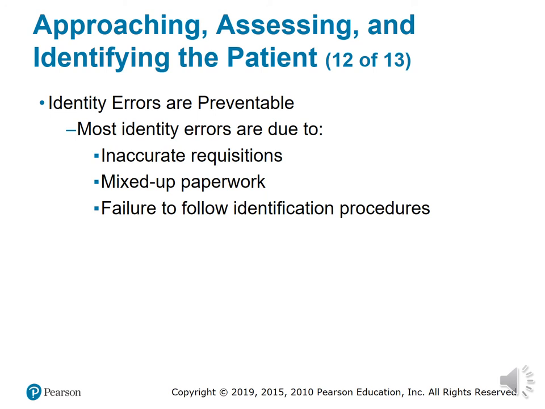Okay. Identity errors are preventable. Most identity errors are due to inaccurate requisitions, mixed up paperwork, or failure to follow the identification process. As stated earlier in this lecture, the requisition is what you're going to get first. When we review that requisition, if anything is out of line, immediately consult with someone. Because if we overlook that requisition, now we're on a slippery slope. You know what I'm saying? Now we're setting ourselves up to partake in a series of events that can spiral out of hand real quick.